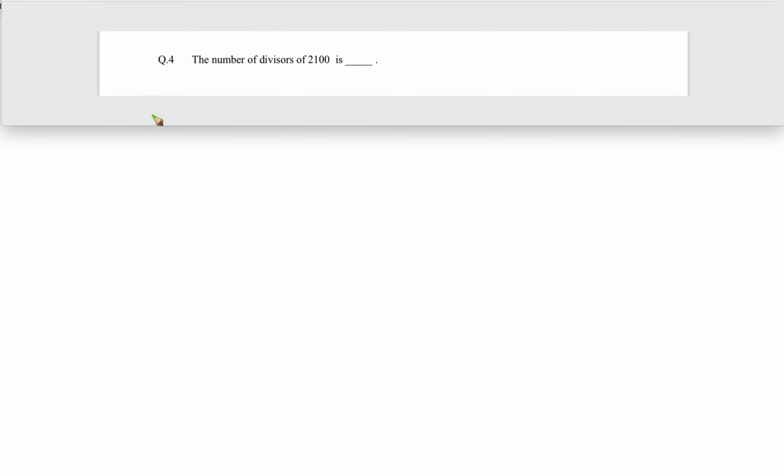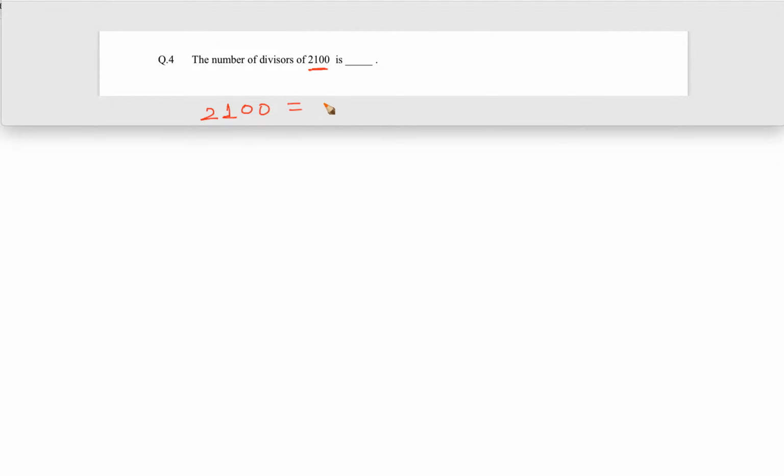Let's look at this question. Here they are trying to say that if a number 2100 is given, then we have to find how many divisors of 2100 exist. Okay, so how do we do that? We will first figure out what the prime factors of this are.